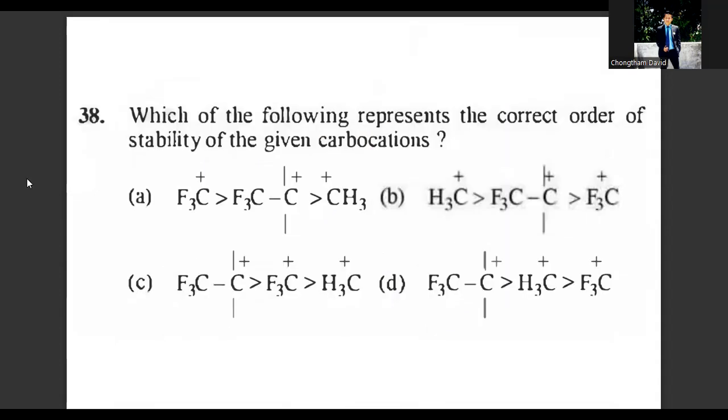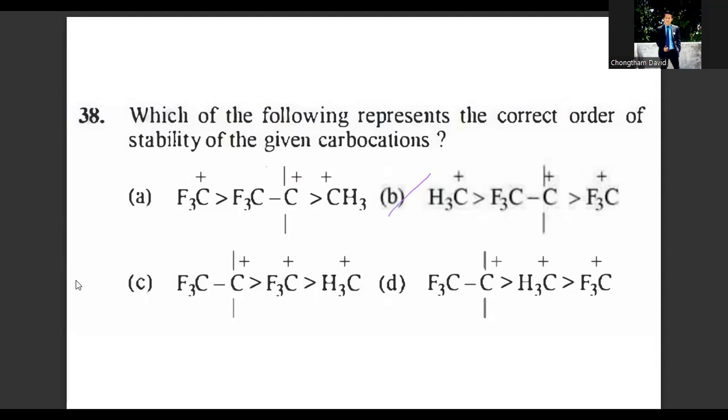38. Which of the following represents the correct order of stability of the carbocations? Minus I group destabilizes carbocation, and the inductive effect decreases with increasing length of carbon chain. Therefore, option B is the correct answer.